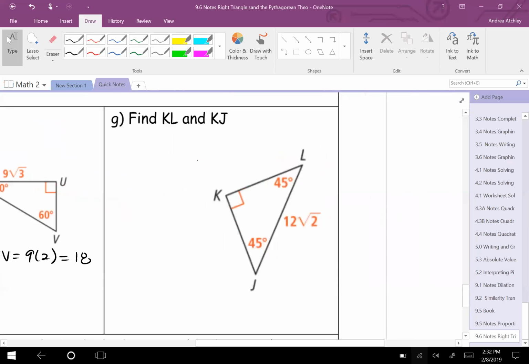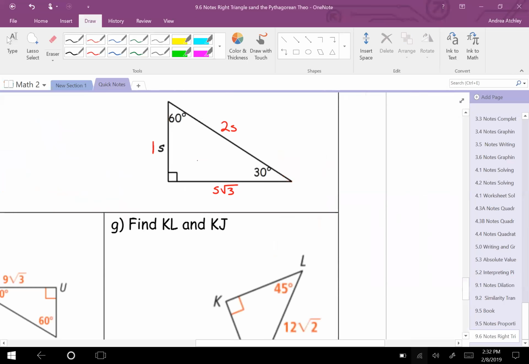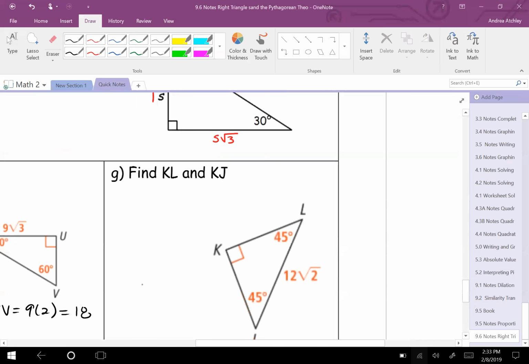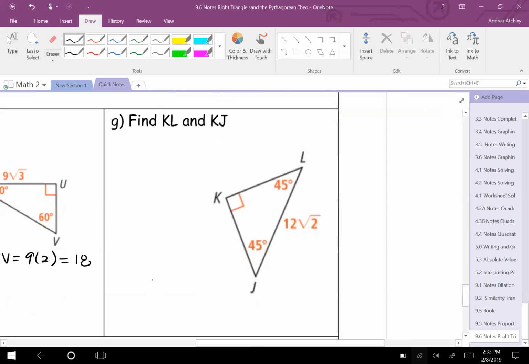Okay, next one. Now we're at a 45, 45. So we have to use the ratios for 45, 45. Go back up here and look. 1, 1, radical 2. So to get the hypotenuse, I just have to multiply by this radical 2. We are on G. Our 1, 1, radical 2.